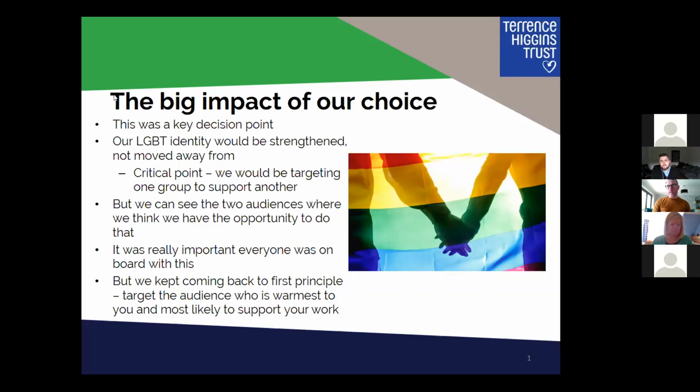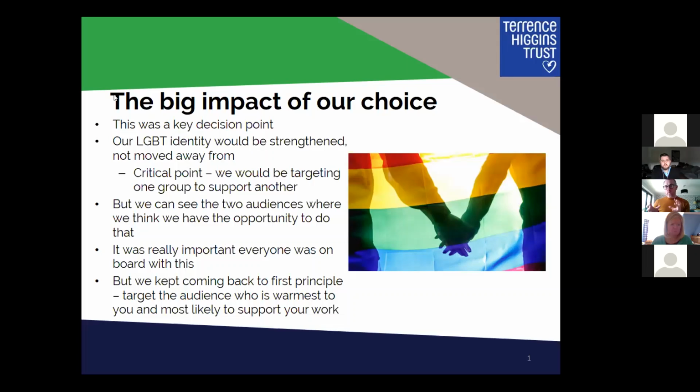And we decided at that point we felt we could get much more support quickly by targeting the LGBT population and two segments of it. But there were another two audiences where we think we've got the opportunity to do more, but we're going to be a bit longer term. But it was totally vital to get everyone on board.